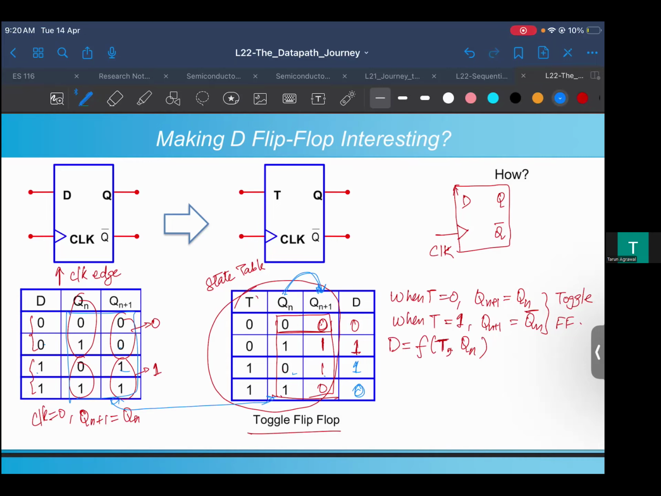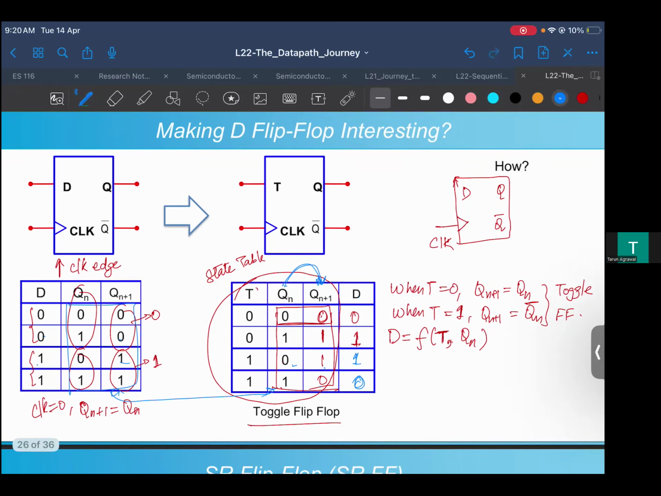So for that, you see now you have inputs and you have output. Qn plus 1 is obviously your output, but we want to write that in terms of d, right? Because that is the main thing, that we are feeding that as a d. D is a function of these two, right? That is how you will get the next state. So now we have figured out d.